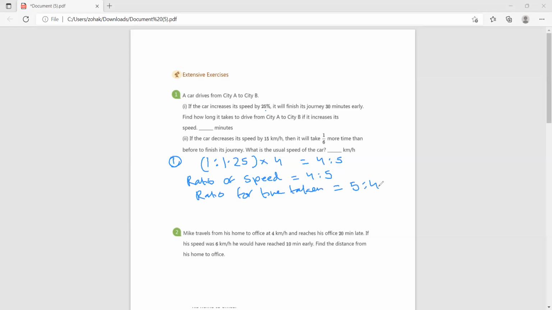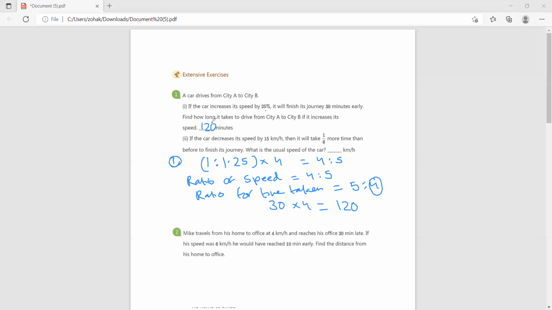And finally, we know that the difference in the time is 30 minutes. So we know that each part is equal or equivalent to 30 minutes. And we want to work out how long it takes to drive from city A to city B if it increases the speed. And so that is just going to be our parts multiplied by 4, because it's the part over here that we're trying to figure out, and that's going to be 120 minutes. Okay, so that is how you would do I.